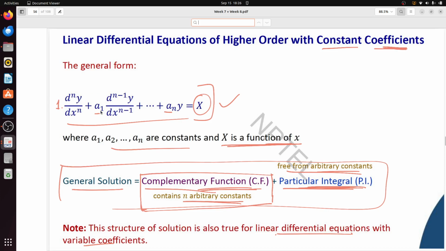Also, in a differential equation there are two things. One is the independent variable x, usually we denote it as x, and the dependent variable y, right? Independent variable x and then dependent variable y.